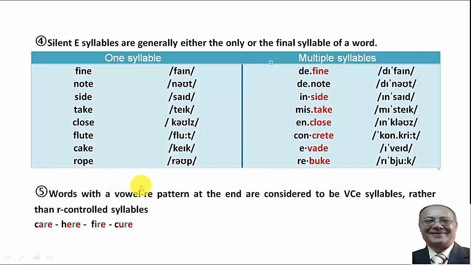Words with a vowel-R-E pattern at the end are considered to be VCE syllables rather than R-controlled syllables. Care, here, fire, cure.